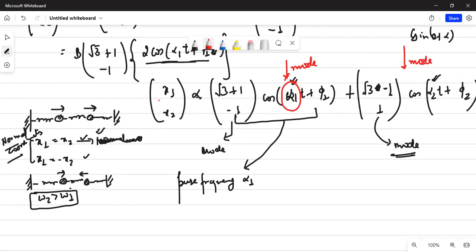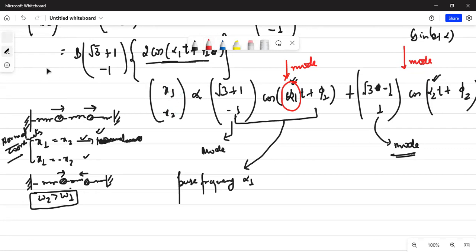And the relation between x1 and x2, in totality, is called your normal coordinate. Is that clear or not clear, or should I repeat it again?